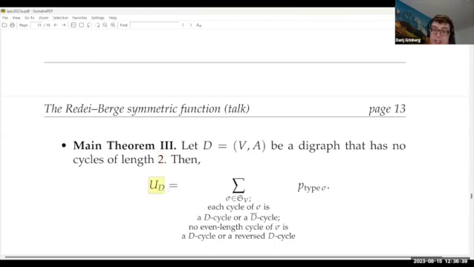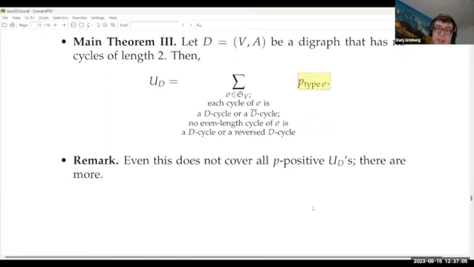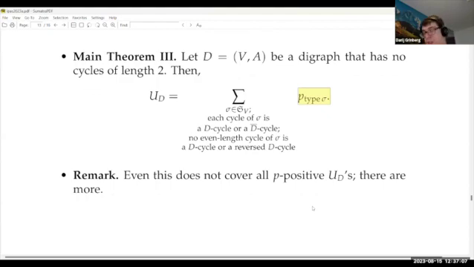Nevertheless, it works. In this case, UD is the sum of p-type sigma, where sigma, so this is the old condition. And now this is a mouthful, but this is the other condition we need. No even length cycle of sigma is a D cycle or a reverse D cycle. Even that does not cover all the p-positive UDs. There are more. So I don't know whether we can even hope for an if and only if, like UD is p-positive if and only if. I don't know. But this is a pretty good if already.